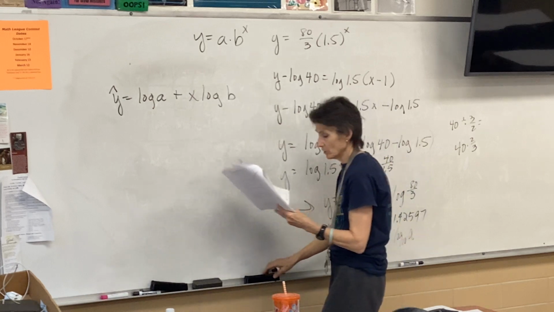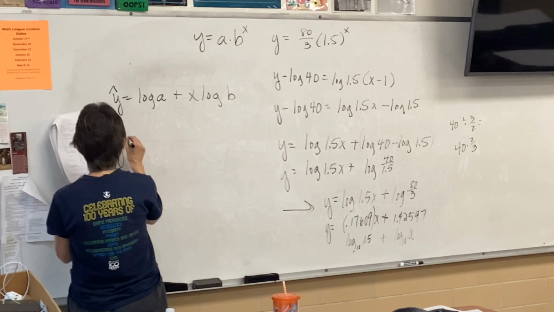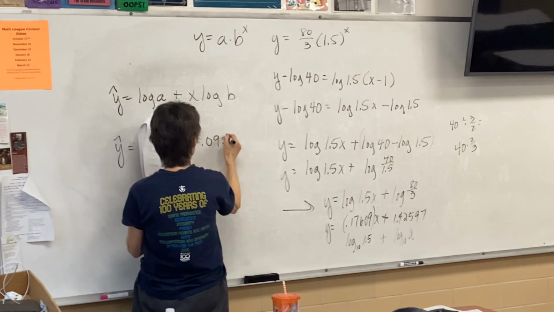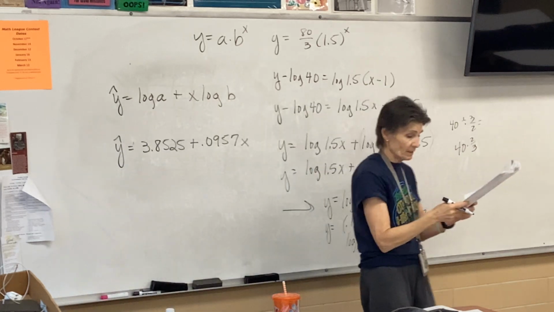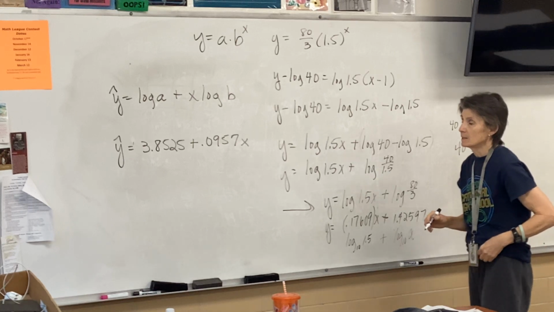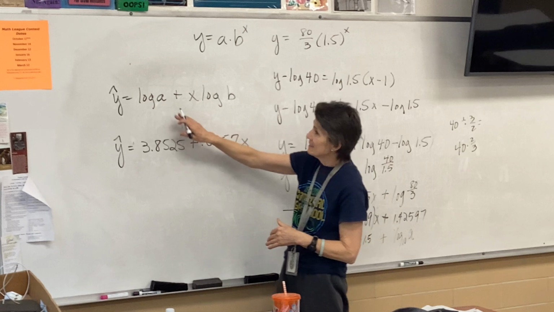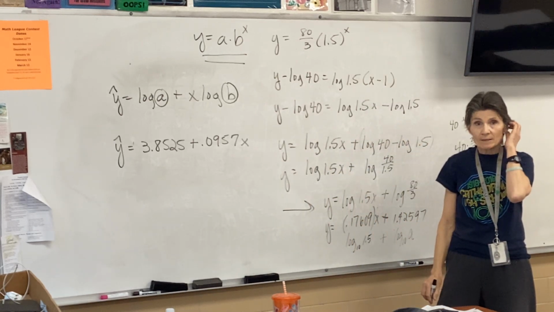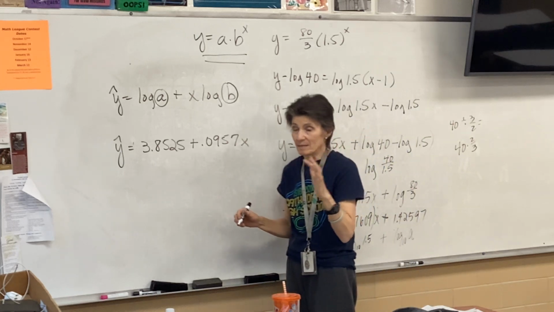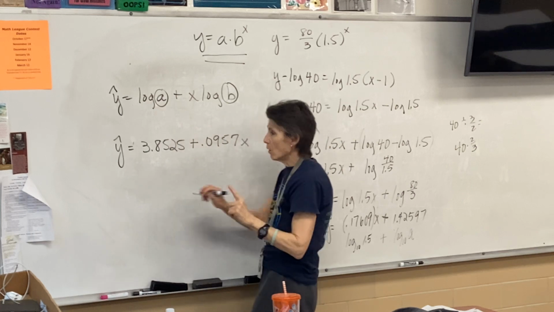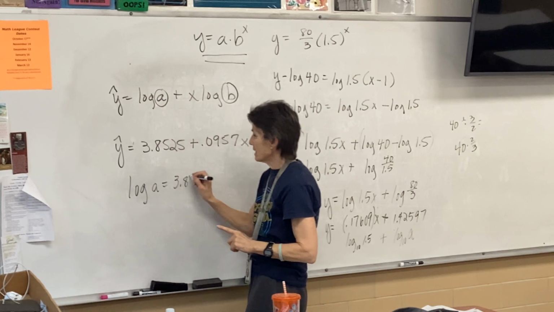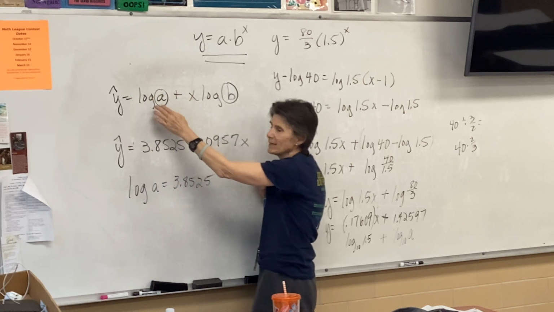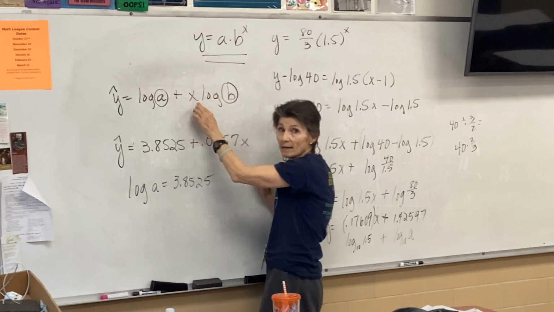Okay, and then C, this is the one I wanted to look at. C says the equation for the line, they've already done the line, is 3.8525 plus 0.0957x. That is the equation of the line. Our job is to find the A and the B to turn this into an exponential equation. Guys, it's easy. I don't know what A is, I have no idea what A is. But I know that its logarithm is 3.8525, because the structure of the equation is log A, that's like your y-intercept, plus log B times x. This is like your slope, your rate of change.